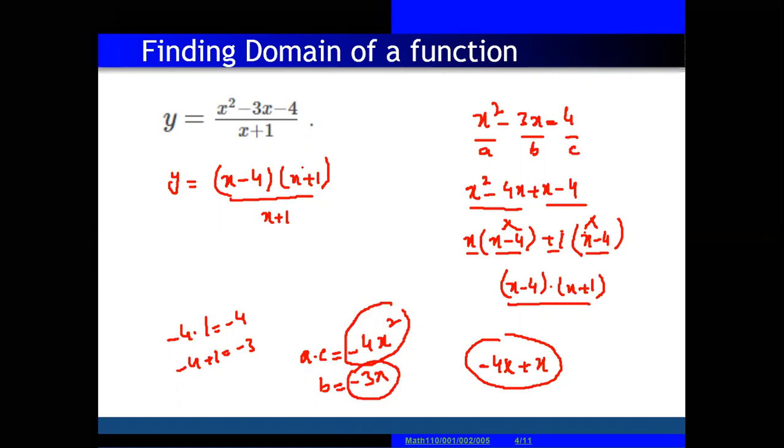So now you cancel x plus 1 with x plus 1 and our last result is x minus 4. Now what is actually the domain of this function?